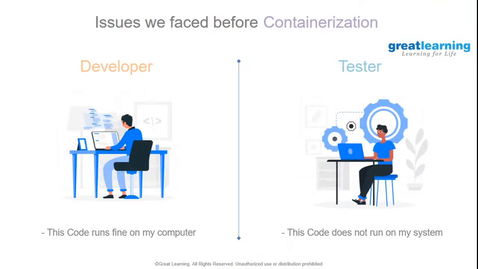So the developer says, this code runs fine on my computer. This is because the developer made those small changes when his code wasn't running, and he made sure that the code was running on his system. Now he didn't deliver this context to the tester, that I made these small changes to make sure that the code was running. Maybe I disabled the firewall, and I did these kinds of things. Maybe he didn't tell that to the tester. So when he gave the code to the tester, the code did not run on his system. So the tester says this code does not run on my system.